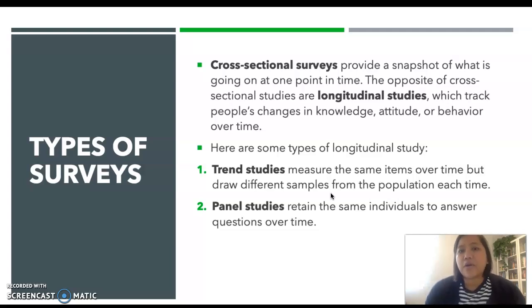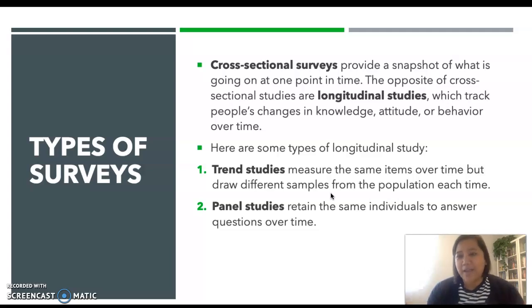So let's talk about the cross-sectional survey first. The type of survey that you're going to do for your second method project is going to be cross-sectional surveys, because you're going to only ask a question to a group of people about a specific issue at a specific time. You are not following them throughout a lengthy period of time and asking the same questions again to them.